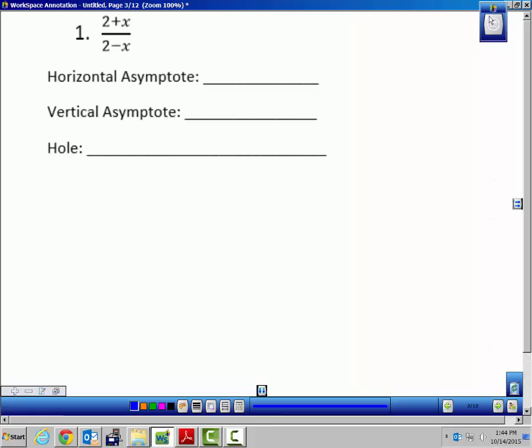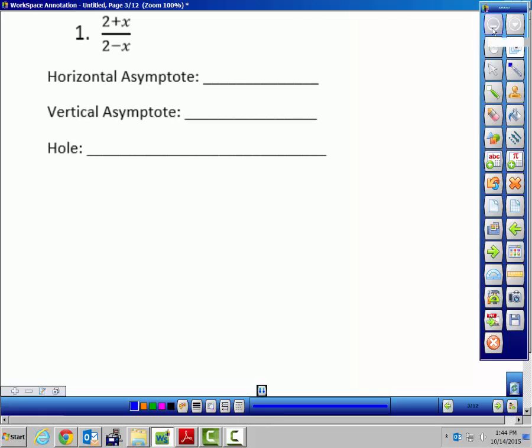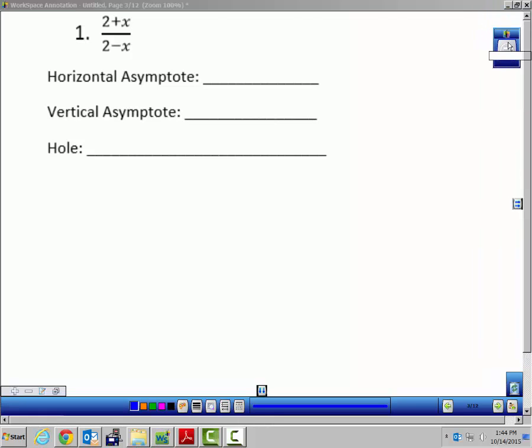Alright, so question number 1 is asking only for holes and vertical and horizontal asymptotes. Remember, always see if you can simplify and find a hole first, because if there is a hole, you have to use the new equation you're left with. In this case, there's nothing to simplify, and these are not identical. One's plus and one's minus, so there are no holes. So we go straight to checking for vertical and horizontal asymptotes.